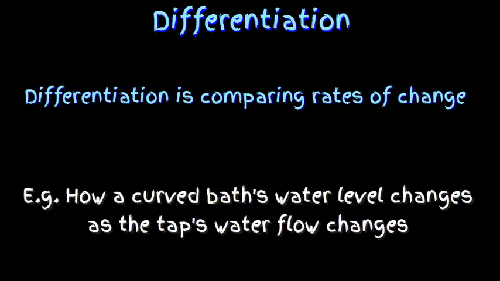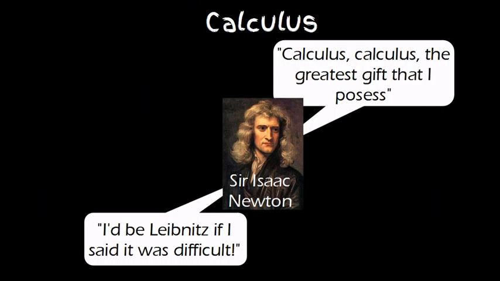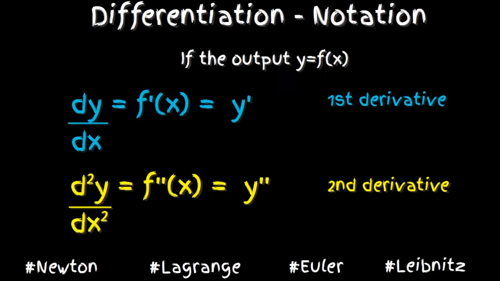So differentiation, that part of calculus, is comparing rates of change and seeing how things change. For instance, how a bath's water level changes as the tap's flow rate changes, if you like. And that's Isaac Newton, one of the forefathers of modern calculus. And some of the notation, in addition to the first video: if you've got an output y as a function of x, then the first derivative is called dy/dx, or f prime of x, or y prime.